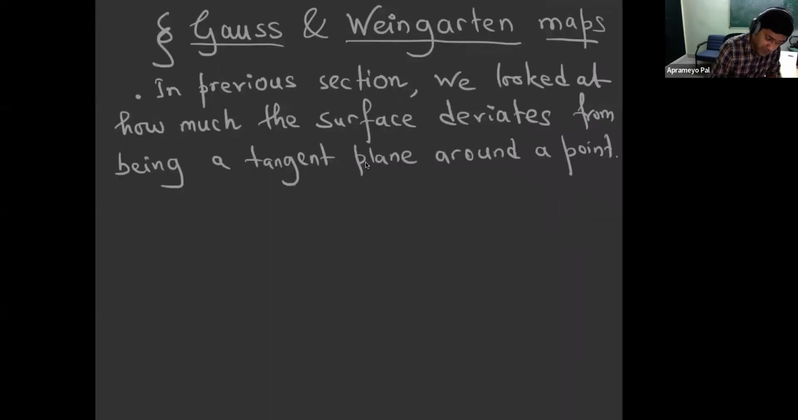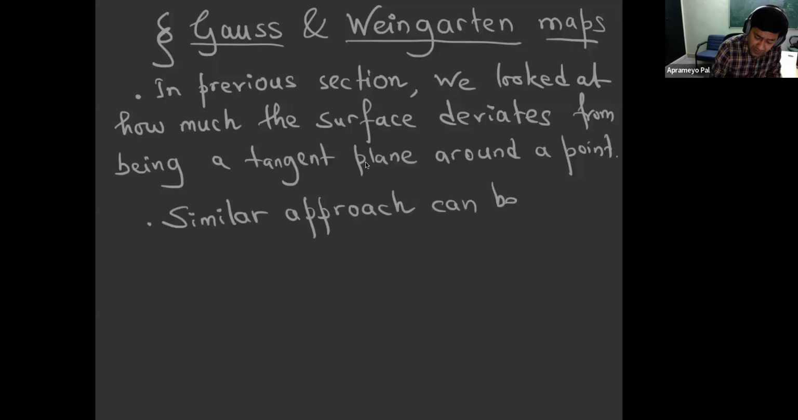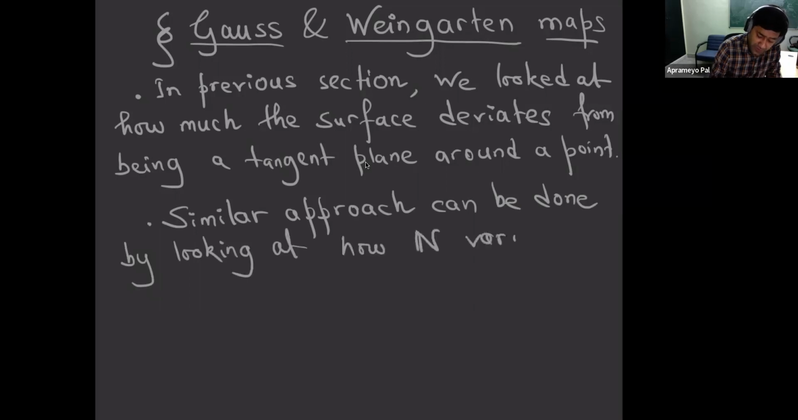So let me just remark this. A similar approach could also be done by looking at how the unit normal vector varies. As I was saying, if it's a constant variation, then of course the curvature should be 0. And the more the unit normal vector varies, the more curved the surface should be, the more curvature essentially.